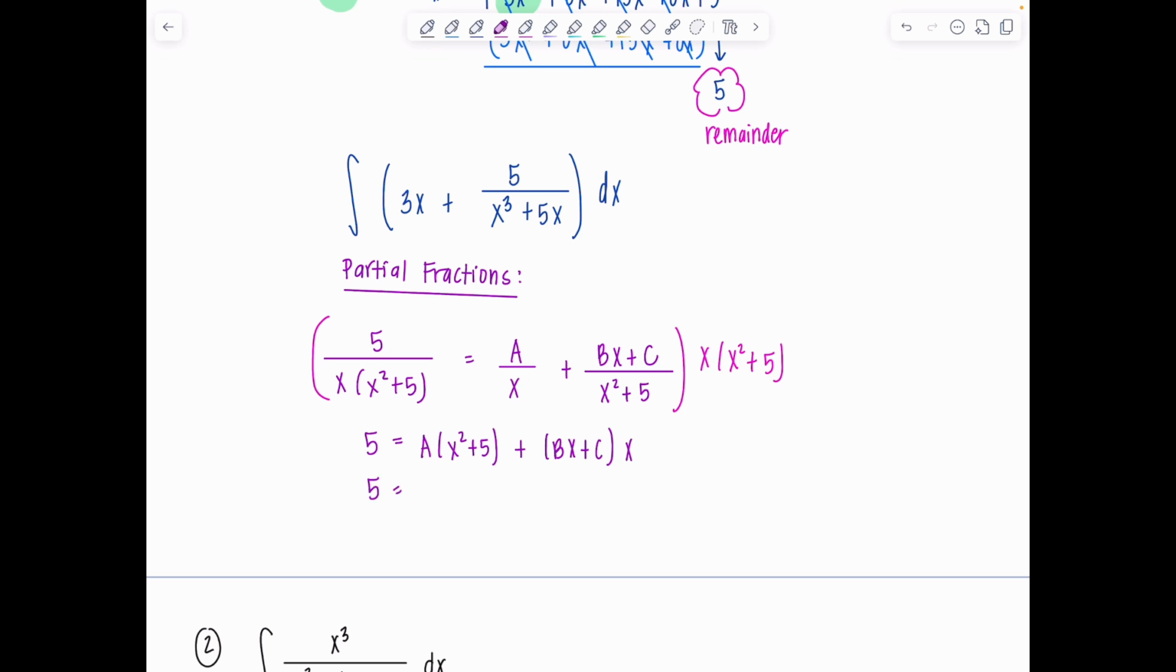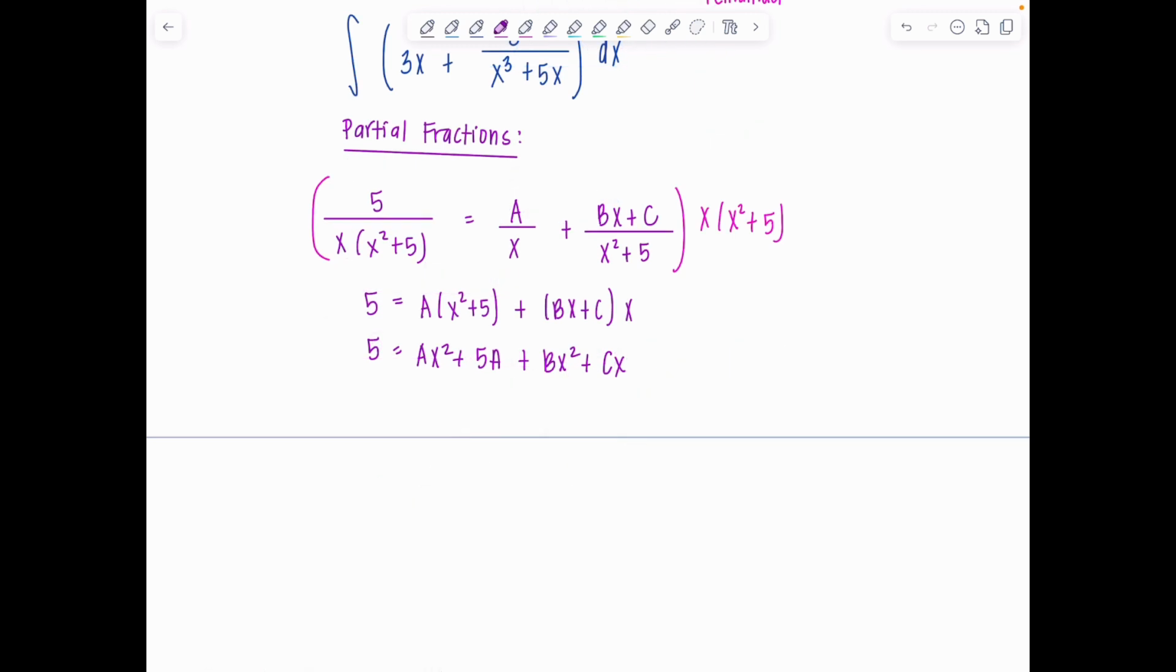So 5 equals ax squared plus 5a plus bx squared plus cx. And then now to solve for the constants a, b, and c, I'm going to equate the coefficients of like terms on both sides of this equation. So starting with the highest degree, x squared, I don't see any x squareds on the left. So 0 has to equal a plus b.